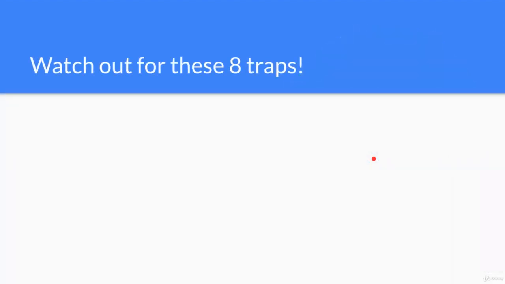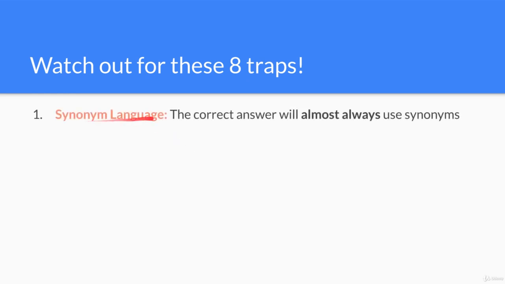So there are basically 8 traps that you need to be looking out for. And the first of these is synonym language. Now, we've been talking a lot about synonym language, and just to refresh your memory, synonyms are words that have the same meaning, but different words that are used to convey the same meaning. So the correct answer will almost always use synonyms. This is something that you're going to see in pretty much every single question. So you should become very familiar with understanding synonym language.